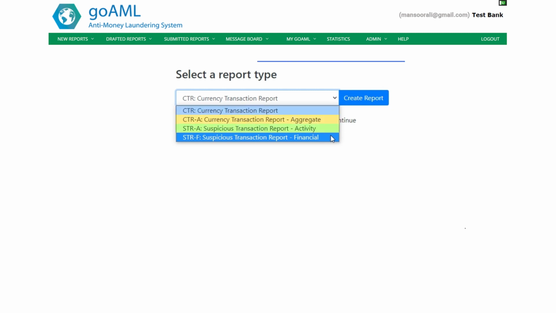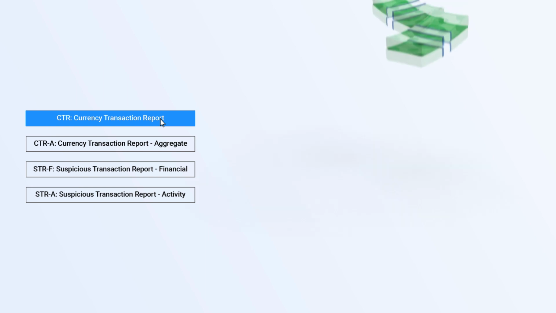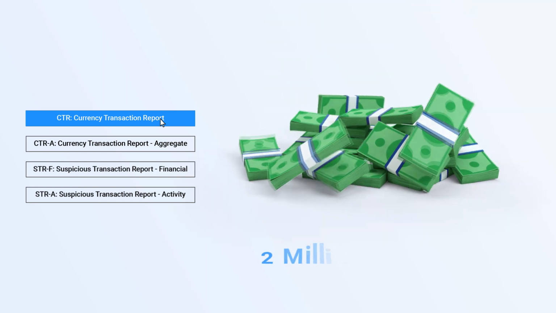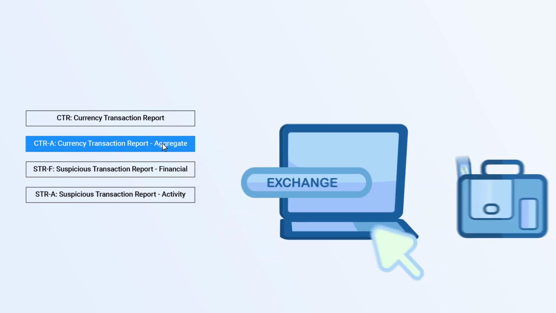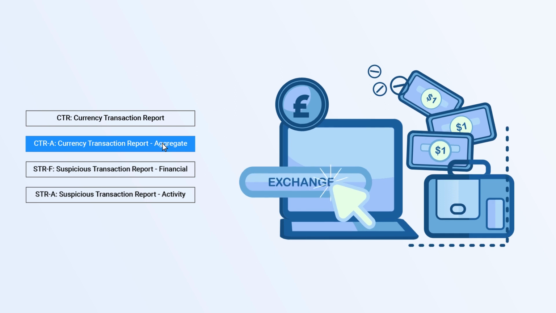Please select the report type very carefully, as you will not be able to change it after a report is created. A CTR is required to be filed by all the reporting entities when a cash transaction of 2 million rupees or above is conducted, while a CTRA is filed by exchange companies to report transactions involving multiple currencies.